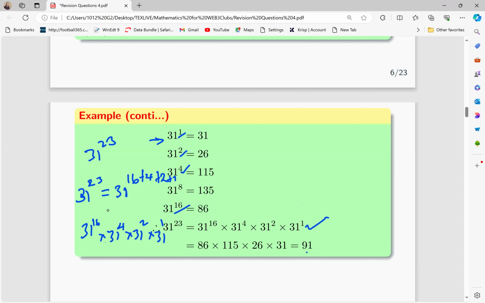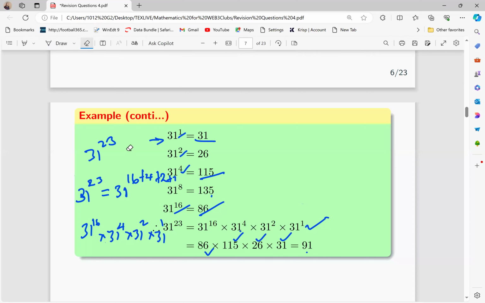But that 1 raised to 16 is 86. This other one, that 1 raised to 4, is 115. That 1 raised to 2 is 26. That 1 raised to 1 is that one. Get that product and divide by 187, not the remainder. What do you get? Get that product, divide by 187, and not the remainder.